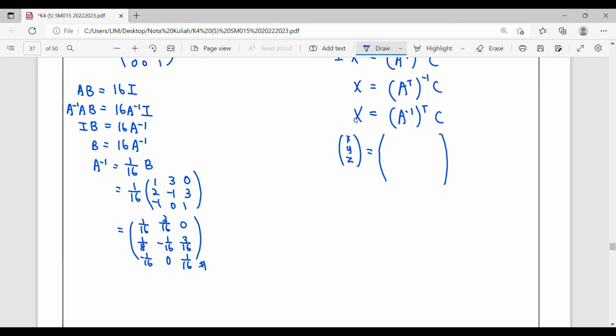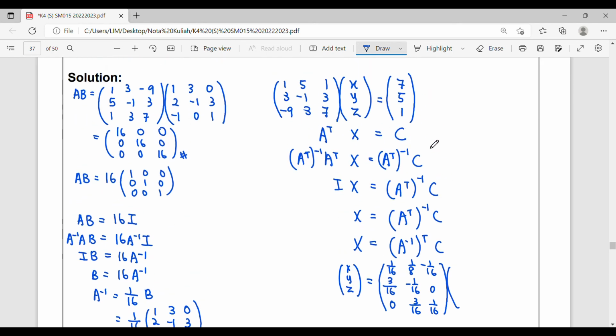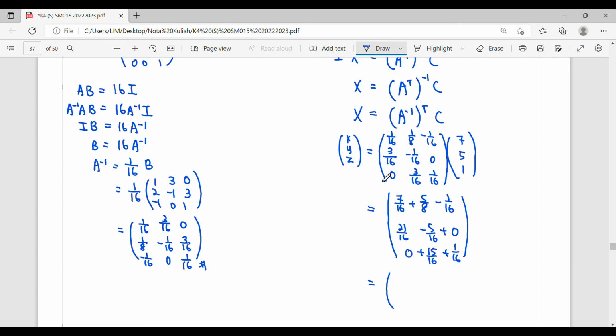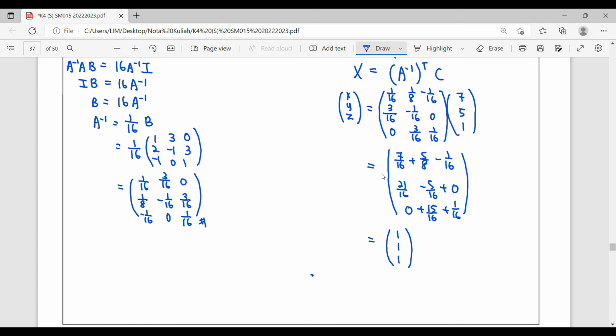For the first row, we transpose 1 over 16, 3 over 16, and 0 to become a column. Then the second row here becomes the second column. Then the third row here becomes the third column. Times matrix C. So matrix C is represented by our answer matrix, which is 7, 5, 1. Perform this multiplication, row times the column. Therefore, we managed to solve for the unknowns, where x is equal to 1, y equals to 1, z equals to 1.